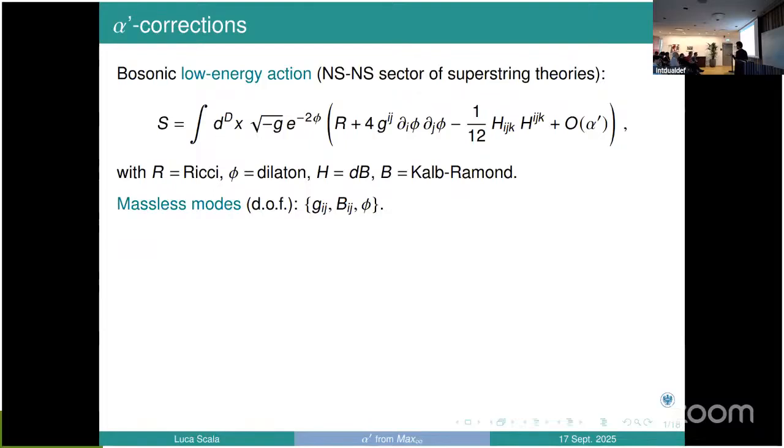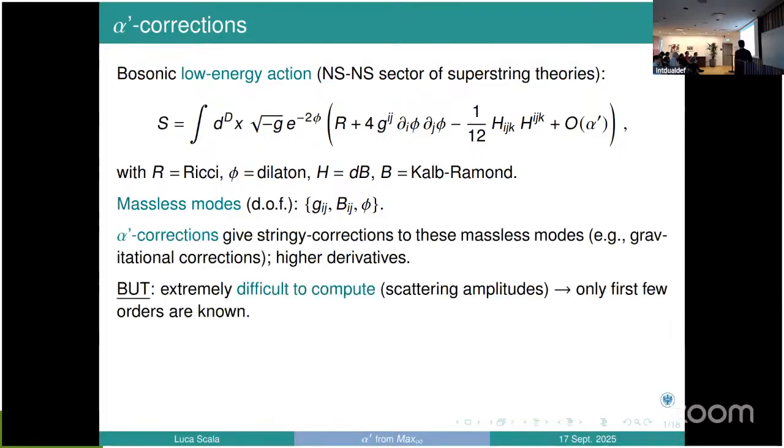Our aim is to find a nice way to compute alpha prime corrections, a more convenient way than the classical way. Because, as you all know, in string theory we usually work at a low energy effective level, and then we correct this low energy picture by adding a tower of alpha prime corrections. This is essentially an expansion in alpha prime, and to these corrections there correspond higher derivatives, and then you can account for gravitational corrections like Riemann square terms and things like this.